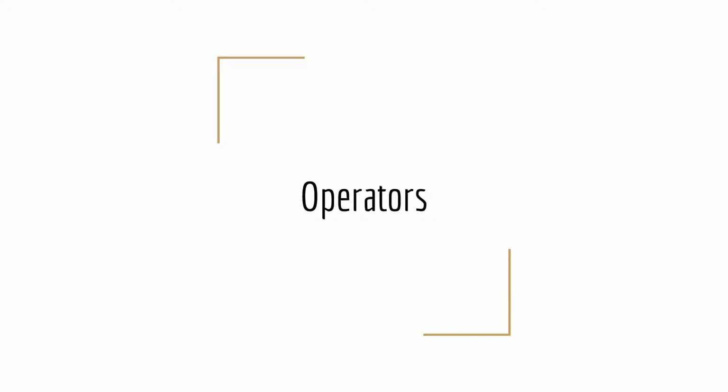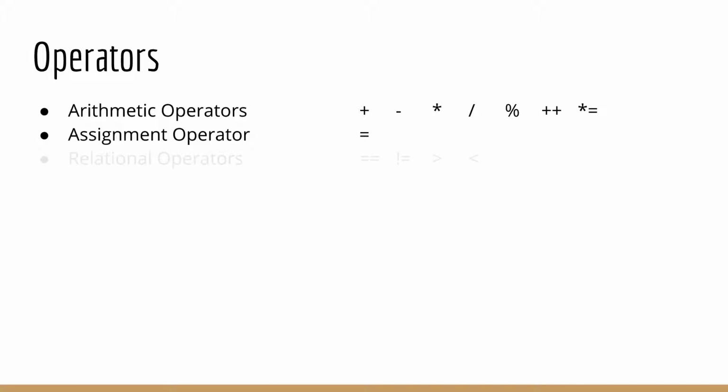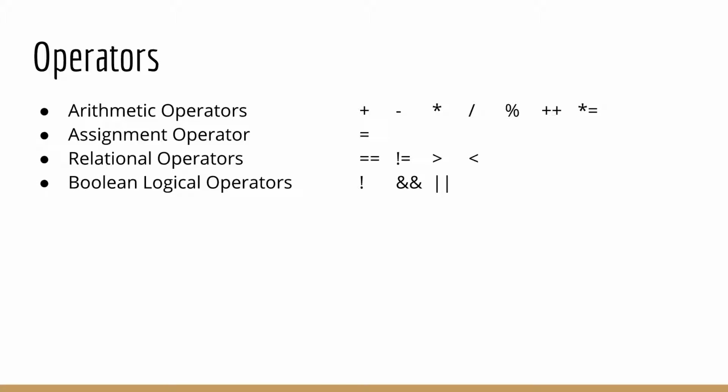To work with variables, we need operators. Operators are special symbols that perform specific operations and then return a result. Java has rich support of operators. In this lecture, we will learn 5 types of operators. These are arithmetic operators, assignment operator, relational operators, Boolean logical operators, and ternary operator.